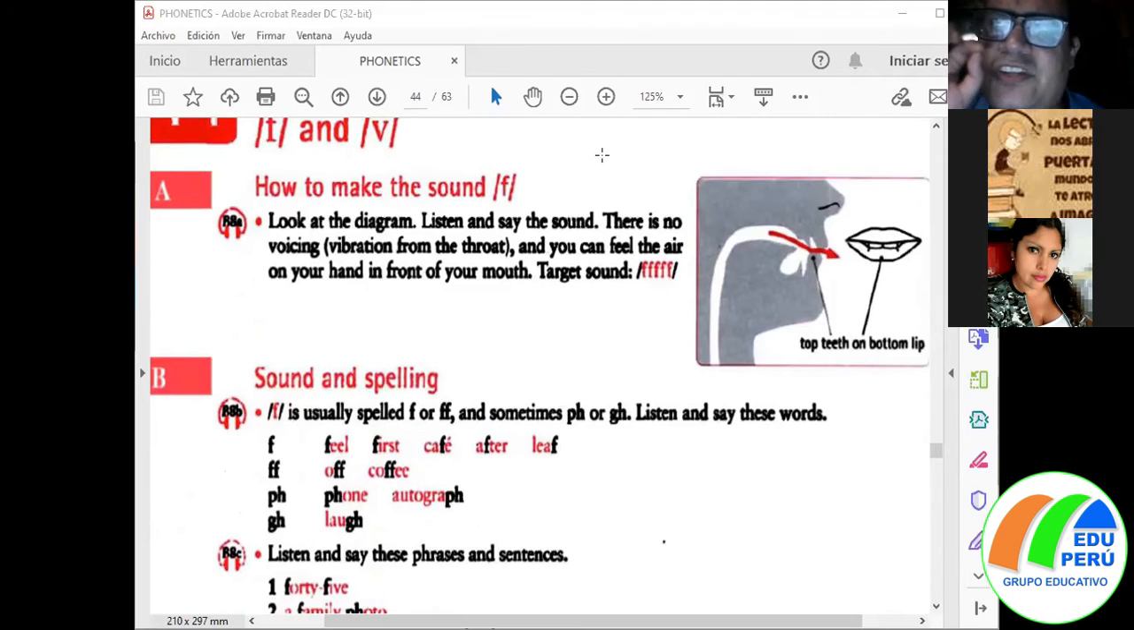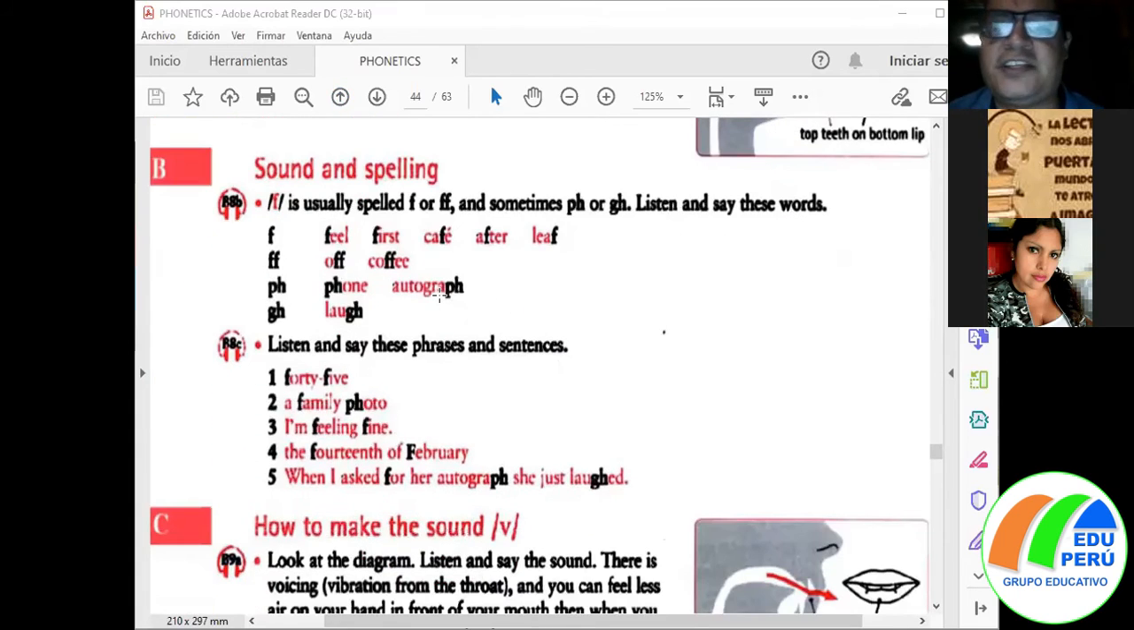And the air passes through this little space between the teeth, no, and the lip. It's very, very little space, very narrow space. So it produces friction. Notice when the air passes through these little spaces, it produces friction. That's why we call them fricative. Friction, fricative. Don't forget about it.